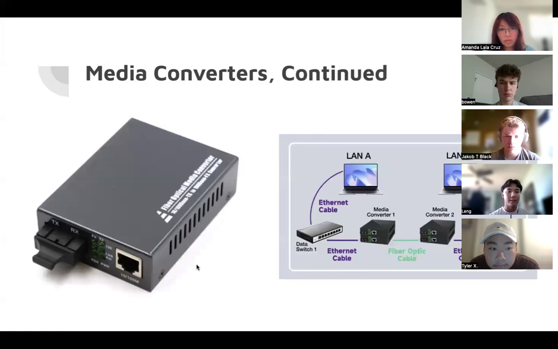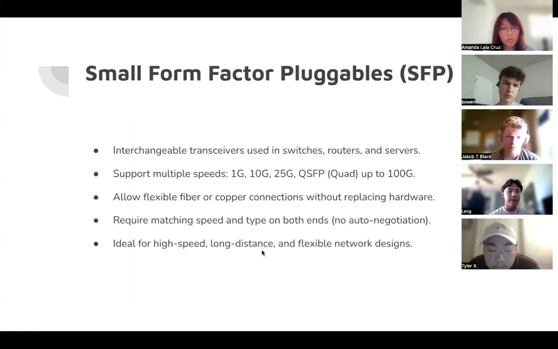And then here are just the pictures and kind of how media converters are used. And then we have small form factor pluggables, SFPs. They're small removable modules which are used in switches, routers, and servers to support fiber and copper connections. They come in speeds like 1G, 10G, 25G, and even 100G, which is QSFP, quad small form factor pluggables, where the difference is a single SFP uses a single channel, and quad SFP uses four channels.